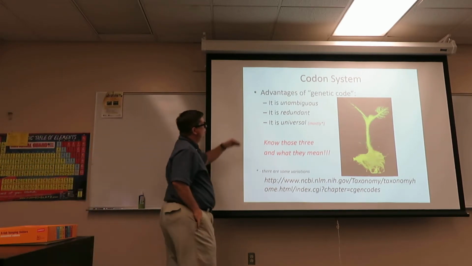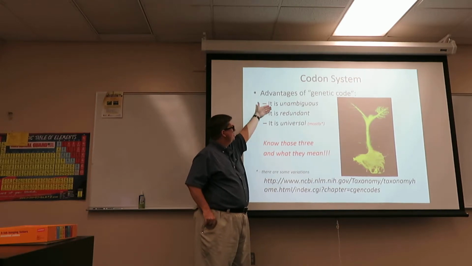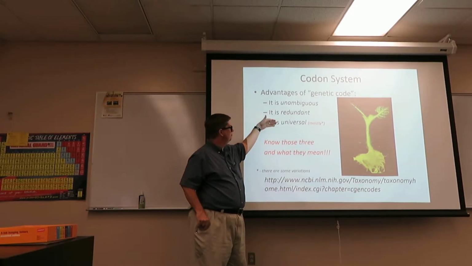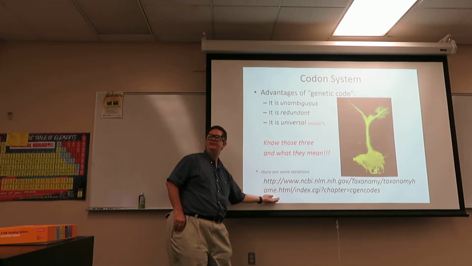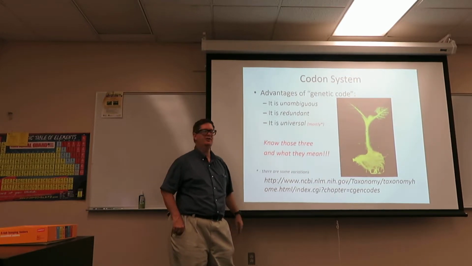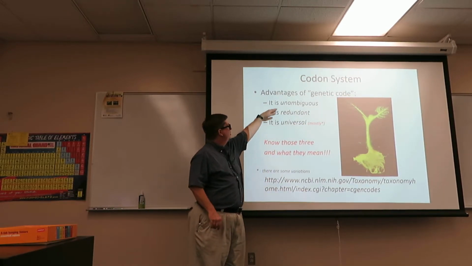But when we talk about the genetic code, I often tell you it is unambiguous, it is redundant, and it is mostly universal. Oh, remember I said I would link to those variations? There are the variations. Good. So when I say it's mostly universal, it's similar. So here we go. Unambiguous.